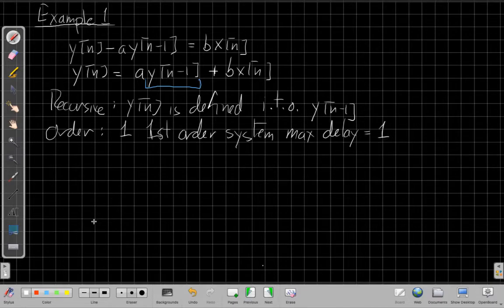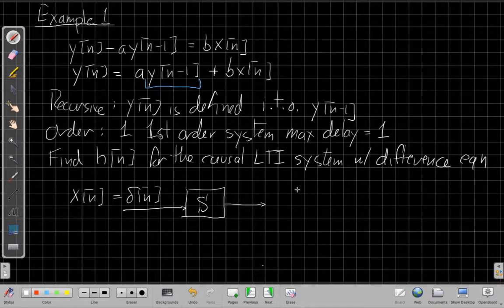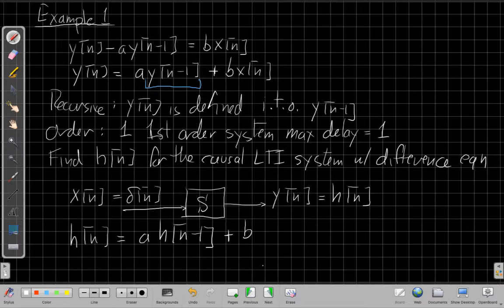Now let's look at how we find the impulse response for the causal LTI system with this difference equation. The first thing we have to remember is that the impulse response is what comes out of a system when I feed in an impulse. So if I put in just delta of n, then the output will be h of n. So I can replace y by h in this system and x by delta of n. This says h of n will be equal to a h of n minus 1 plus b times delta of n.